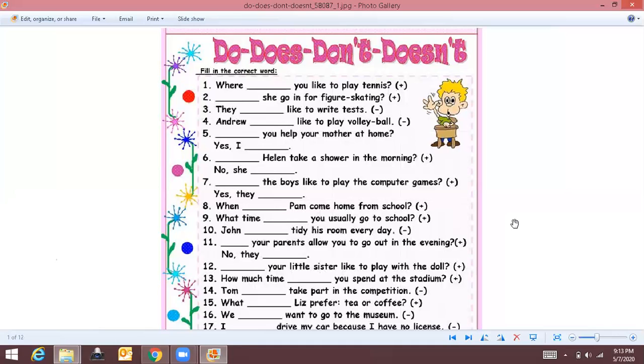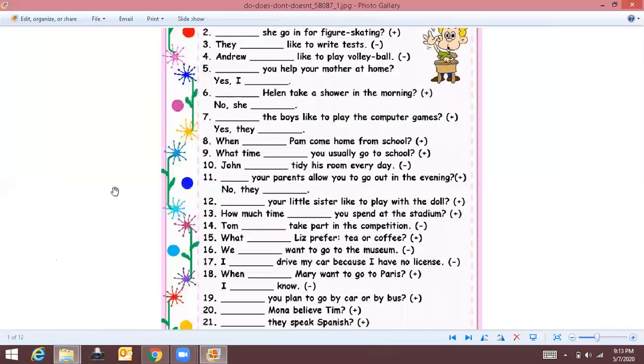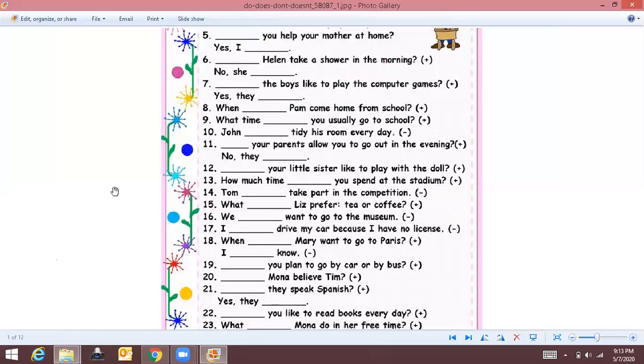Good. What about 14? Tom does take part in the competition. Okay, 15. What does Liz prefer? What about 16? We don't want to go to the museum. All right, 17. I don't drive my car because I have no license. Okay, what about 18? When does Marie want to go to Paris? What about 19? Do you plan to go by car or bus? Okay, 20?